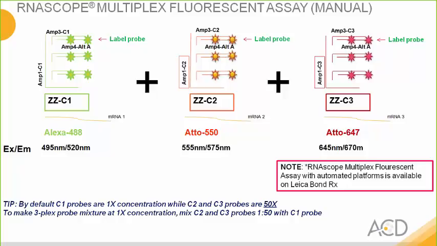Similar to that of the duplex probe, the C1 probes again are provided in 1x concentration, while the C2 and C3 probes are at 50x. And again, to make the 3-plex probe mixture, you will need to mix C2 and C3 probes at a 1:50 dilution with the C1 probe. Also note that the multiplex fluorescent assay was recently released on the automated platform to be performed on the LEICA Bond RX.